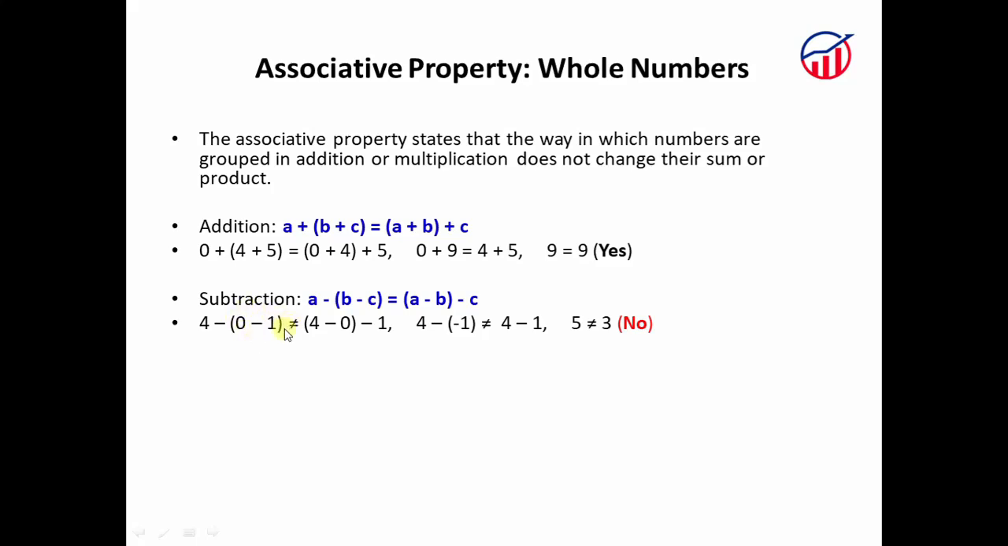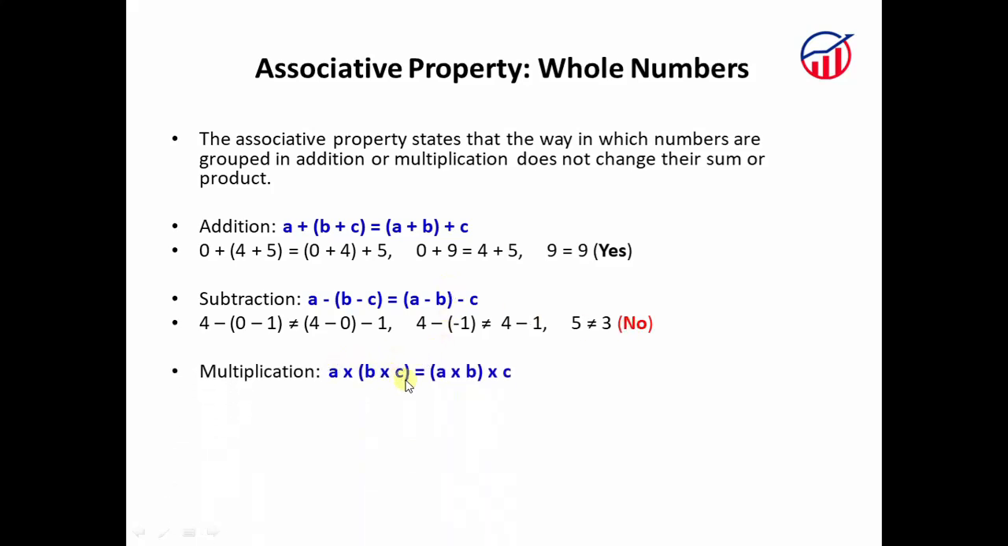So again you solve the bracket first. 0 minus 1 you're going to get -1, and negative and negative you're going to get positive. So 4 minus -1 is 4 plus 1, which is 5, and on the right hand side 4 minus 0 is 4, so 4 minus 1 is 3. 5 is not equal to 3, hence subtraction does not follow the associative property.